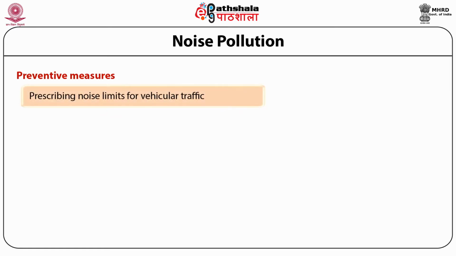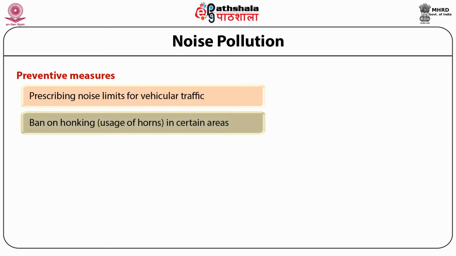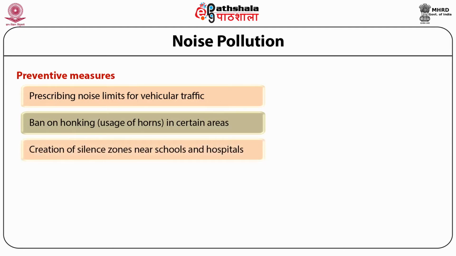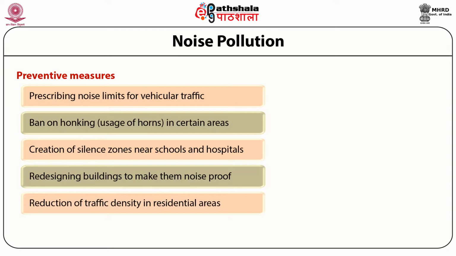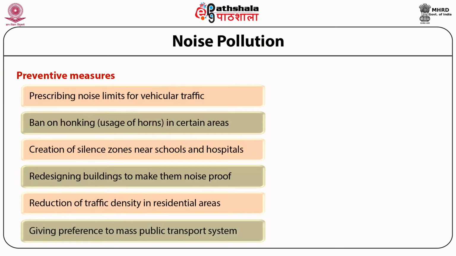Prescribing noise limits for vehicular traffic is the main preventive measure for controlling noise pollution. Then a ban on honking and use of horns in certain areas, then creation of silent zones near schools and hospitals, redesigning buildings to make them noise proof, reduction of traffic density in residential areas, then giving preference to mass public transport systems rather than private vehicles.